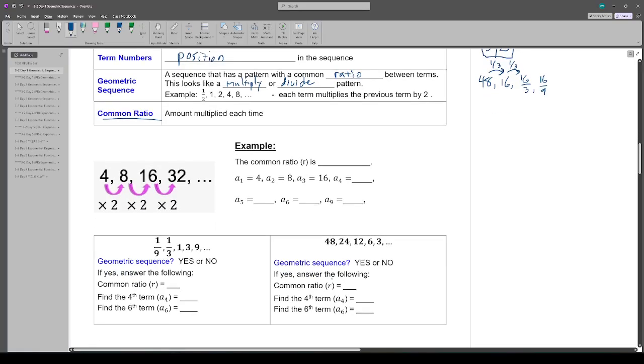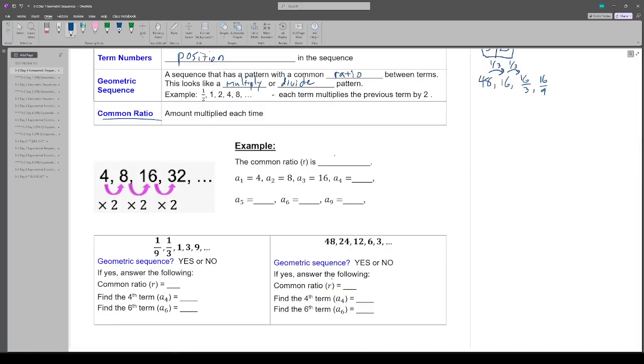All right, so an example, common ratio. We have 4, 8, 16, 32. That's doubling every time, so the common ratio is 2. A1 is 4, A2 is 8, A3 is 16, A4 is 32. Then if we keep extending that, A5 would be 64, A6 would be 128, then A7 would be 256, A8 would be 512, and then A9 would be 1024.